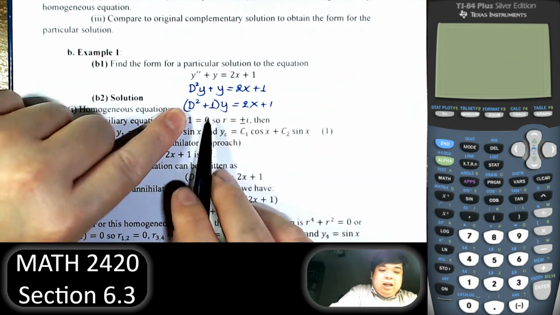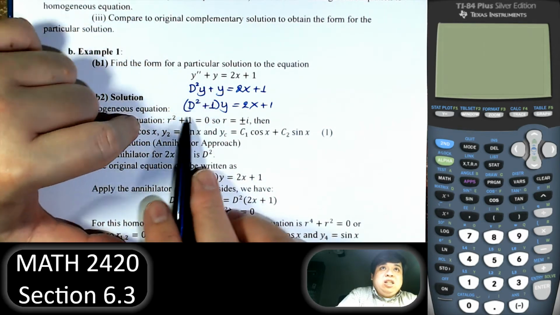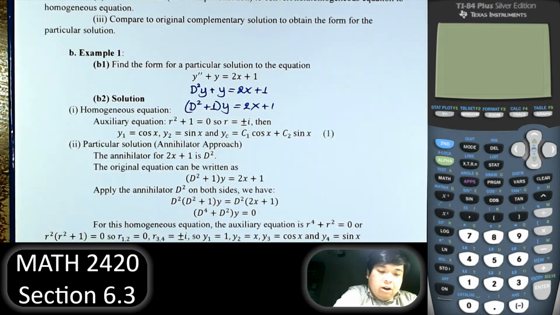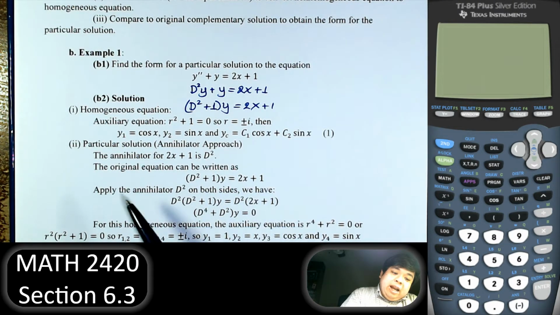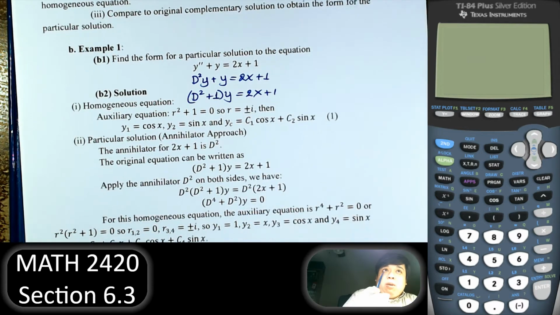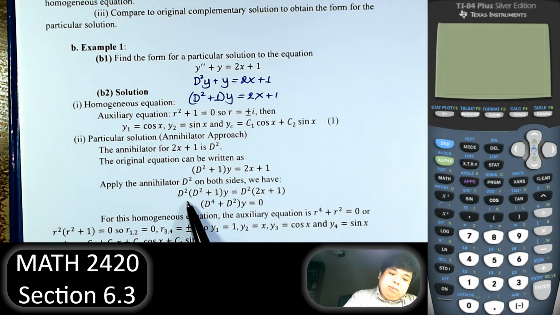You see, the D squared plus 1 is exactly the auxiliary equation, but we just replace D by r. That's simple enough, right? So that's the original equation written in this form. Now we apply the annihilator on both sides, and that gives us 0, because the annihilator annihilates 0.